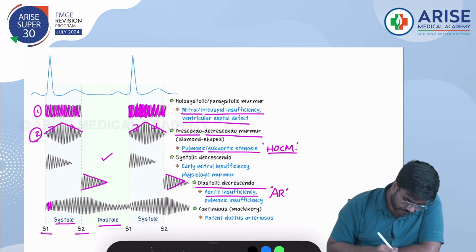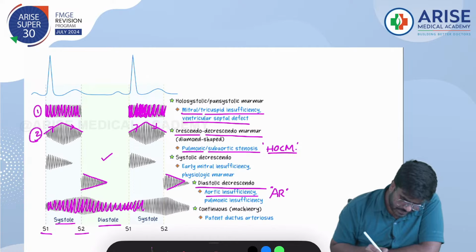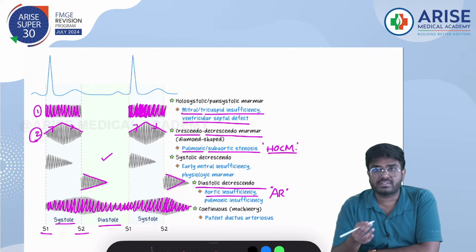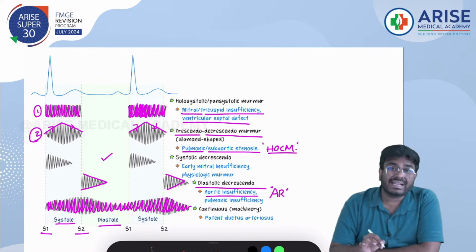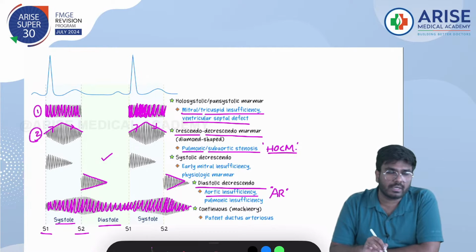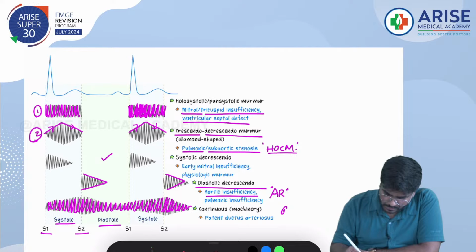And last and finally, this murmur which I want you to know is a murmur which is there throughout the systole as well as the diastole. Okay, so this murmur is called a continuous machinery-like murmur. Continuous murmur or machinery-like murmur, also called Gibson's murmur.